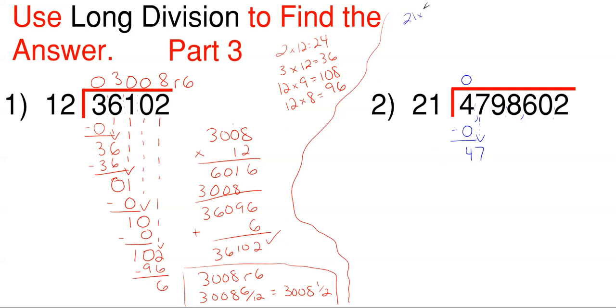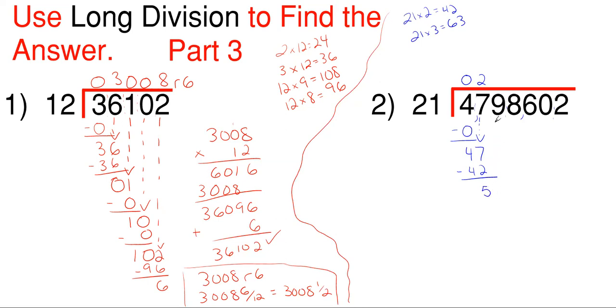How many times does 21 go into 47? Well, 21 by 2 gives me 42. 21 by 3 gives me 63. Remember, you cannot go over this number, so 42 is my best answer here. So that means I'm going to have to write a 2 directly above the number I just dropped, which was 7. So 2 times 21 gives me 42. Subtract that from 47, and I am left with a 5.